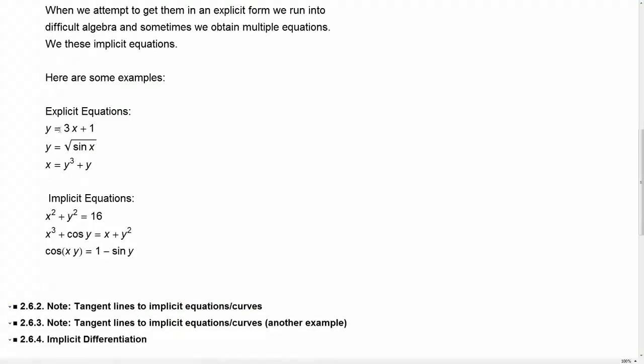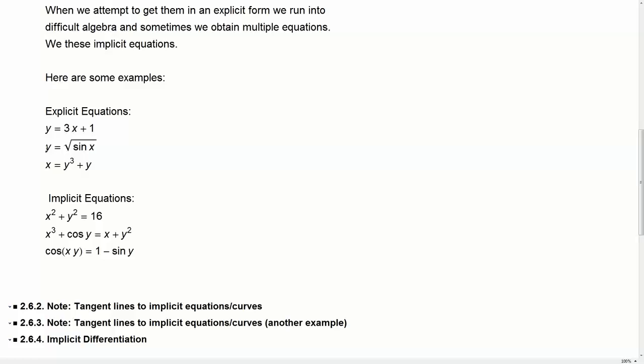So y equals 3x minus 1. This is a line, right? So it's obvious here we've solved for y. So you could say that this is an explicit equation. We got y by itself. Y is determined explicitly by x.